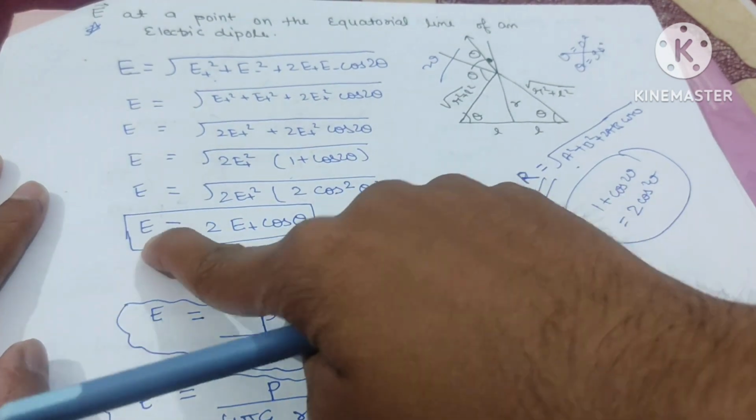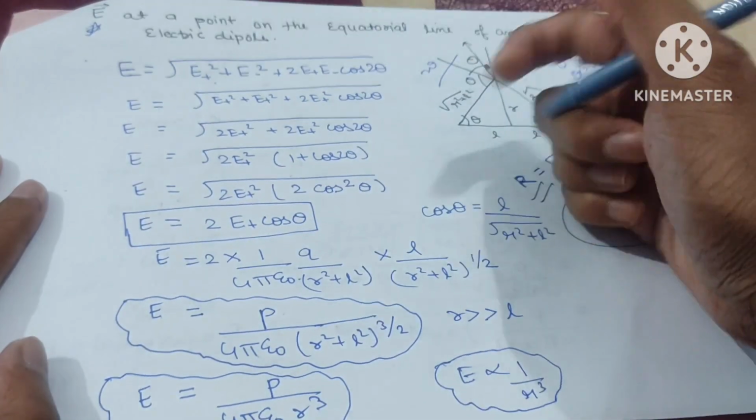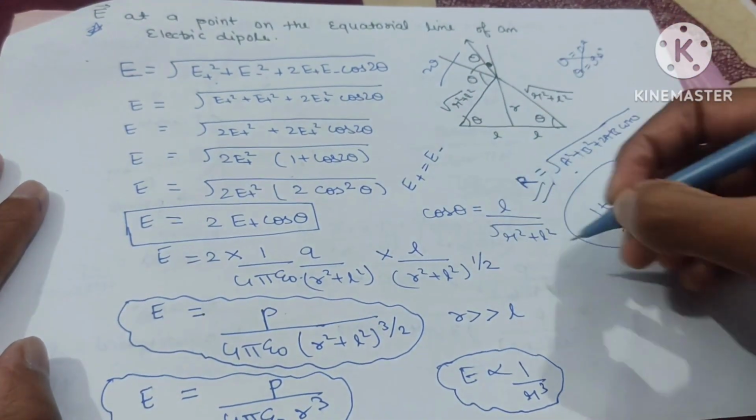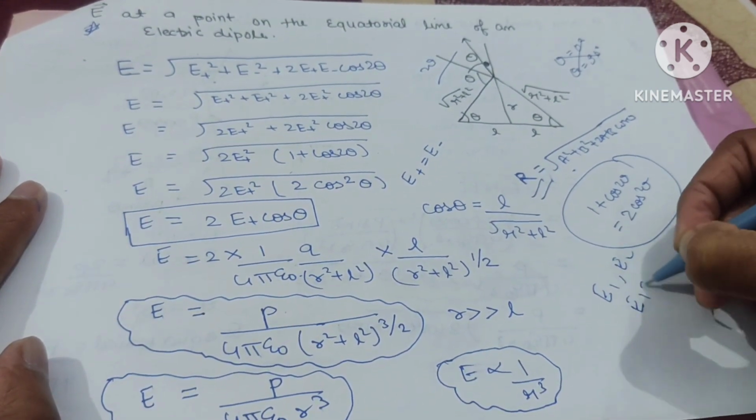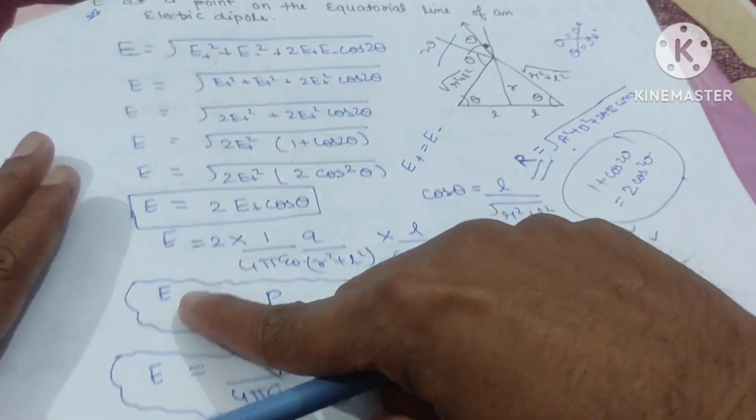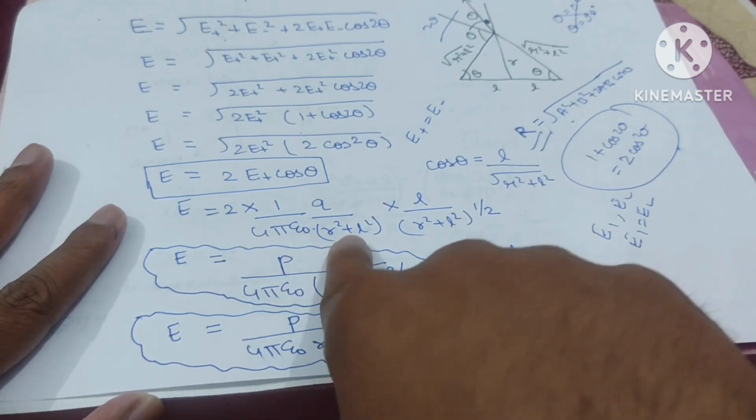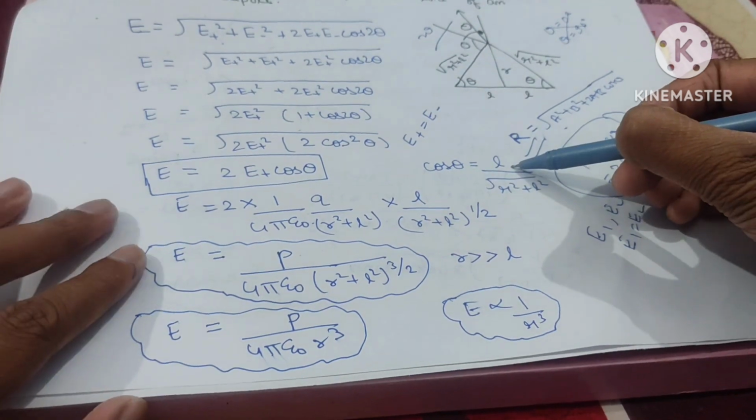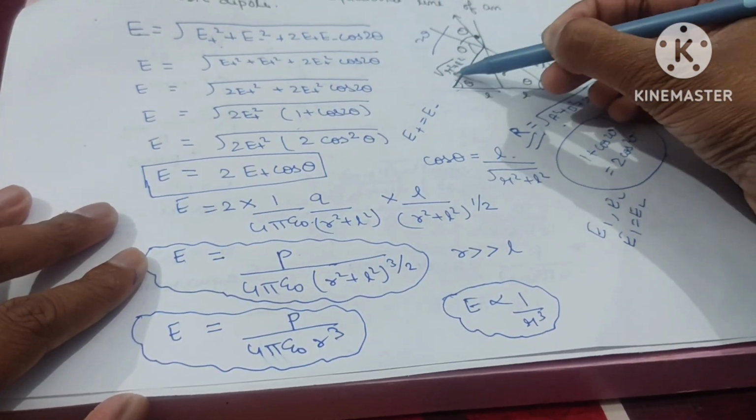If you put it in, you will get E equal to 2 E plus cos theta, because we're taking E plus equal to E minus. You can also take them as E1 and E2, where E1 equals E2. I'm considering plus and minus. So what you'll find is E equal to Q by 4 pi epsilon naught r square plus l square, and for cos theta, we know the base is l and the hypotenuse is the square root of r square plus l square.